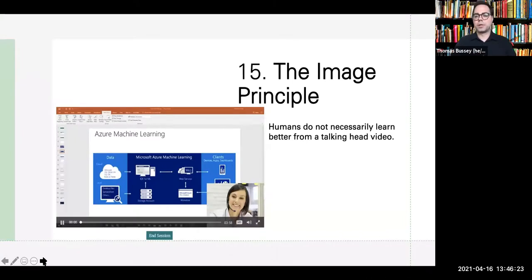And the last one is the image principle. The image principle says that humans aren't necessarily learning better from what are called talking head videos. And a talking head video is exactly what's happening right now. Like in the corner is my head that you're seeing and I am talking, and then you see the image that's on the screen.